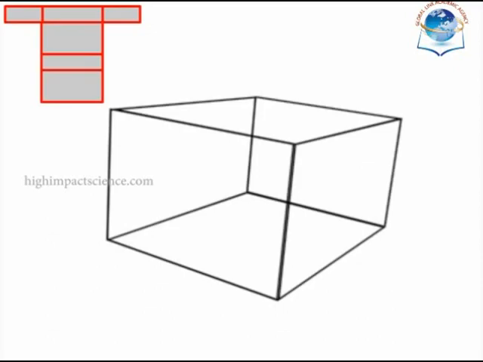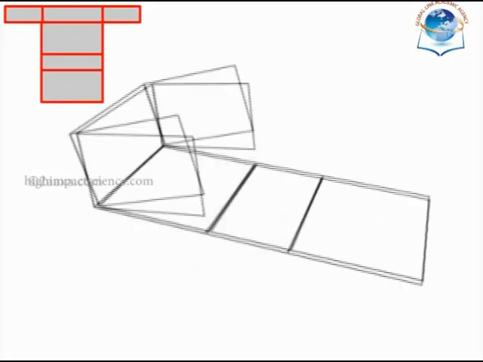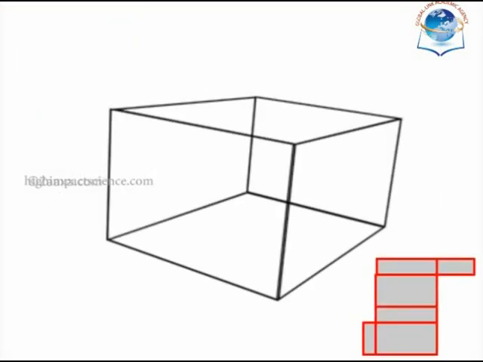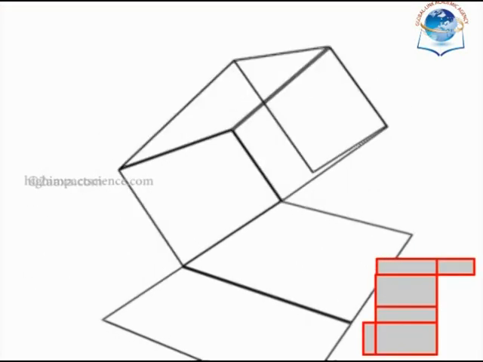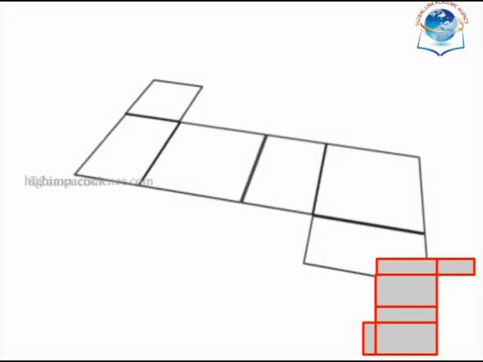So we can make a net for this cuboid. Notice that this net is not unique. This means that there can be different nets for the same cuboid. As long as a net can be folded into the required solid, we say it is a net of the given solid.